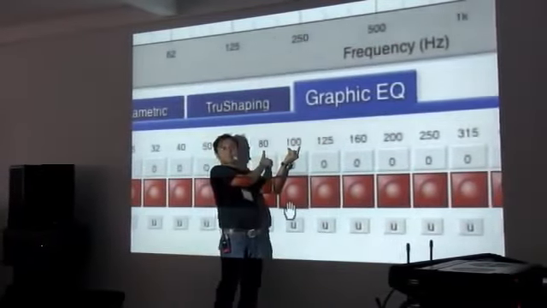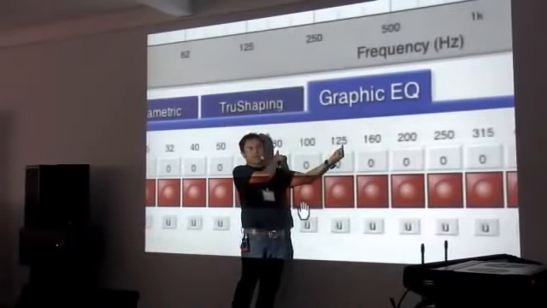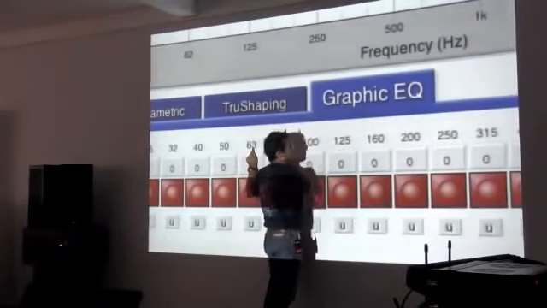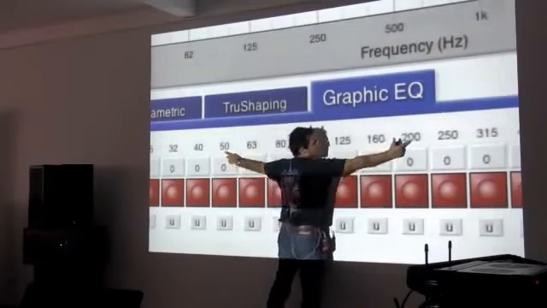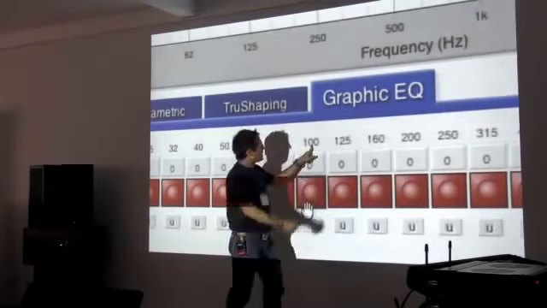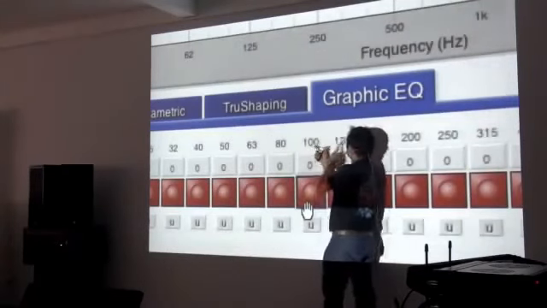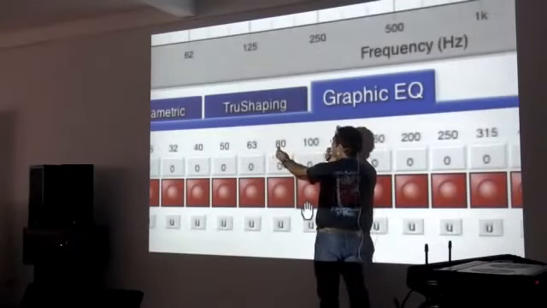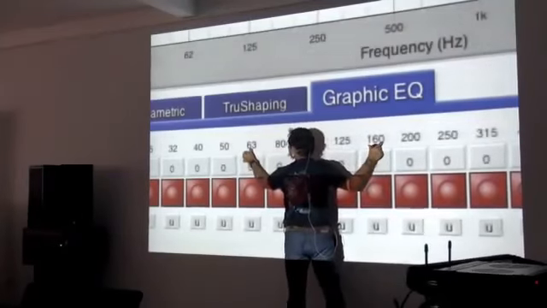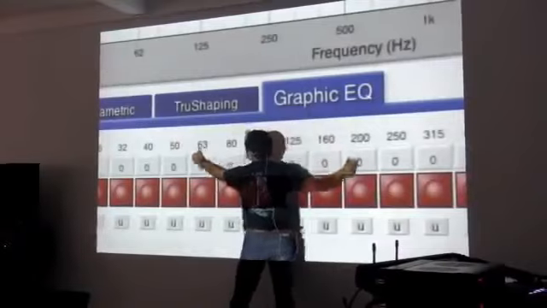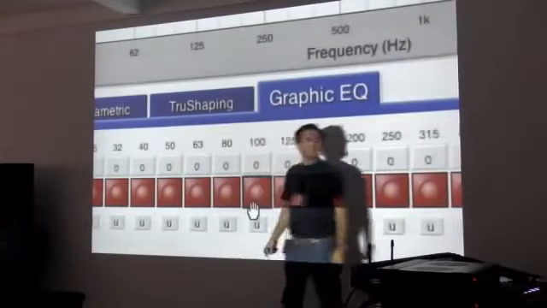So, what is the time period of 80 Hz? 12.5. The time period of 63? 16. The time period of 50? 20. What is the time period of 125? 8. Time period of 160? 6.3. Time period of 200? 5.0.